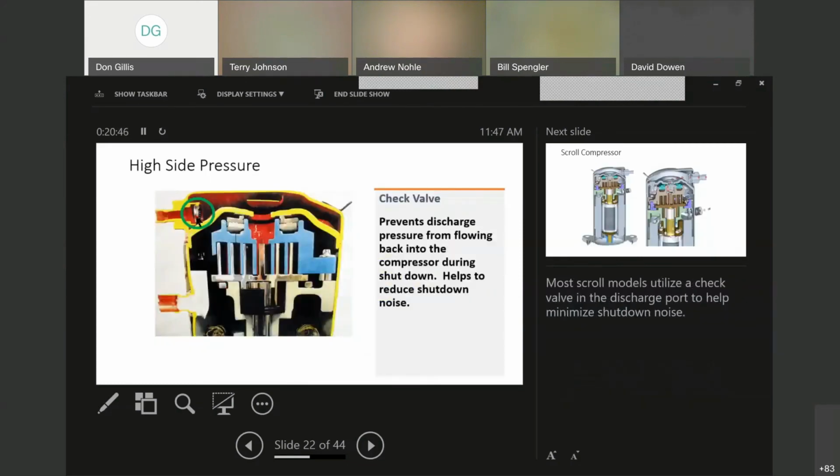This is simply a check valve on the left-hand side leaving the discharge port. What it does is prevent discharge pressure from flowing back into the compressor during the shutdown cycle. It helps to reduce shutdown noise. It also prevents re-expansion gas from coming back into it. We talked a little bit about re-expansion gas the other day, getting underneath our reed valves and what have you.